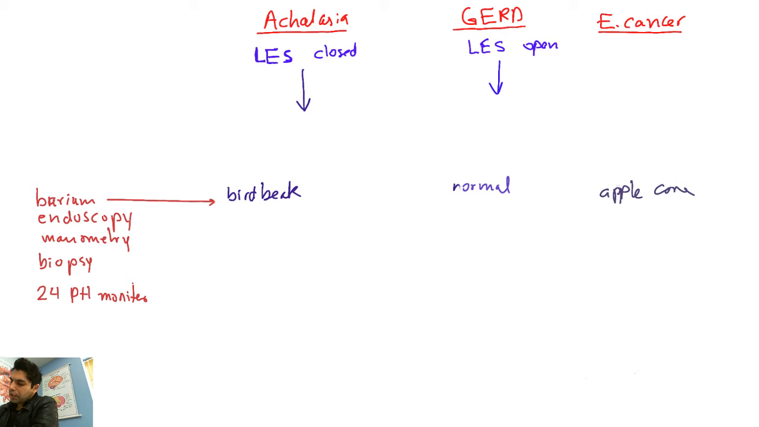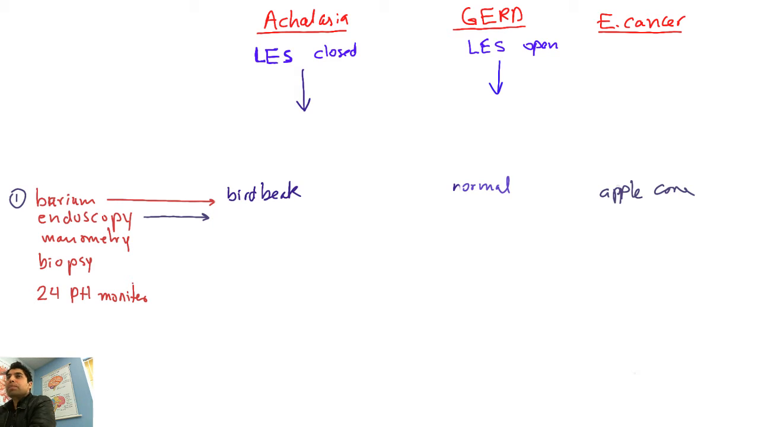Okay. The next thing you can do is endoscopy. Let's say you do endoscopy. What would you see on endoscopy for achalasia? Yeah. The scope will not pass through. The scope might not pass beyond the esophagus.